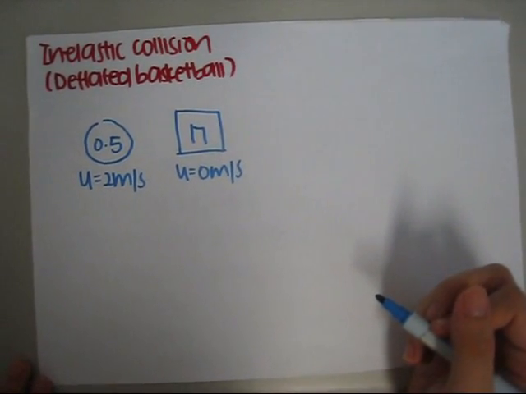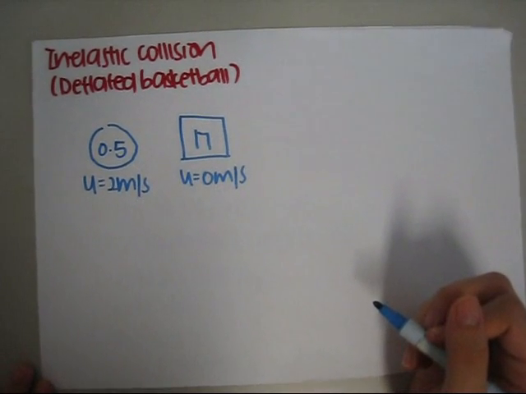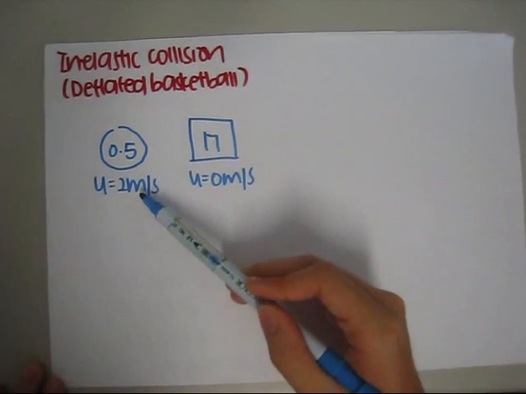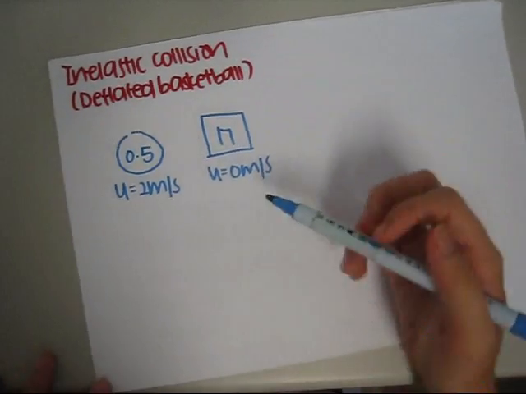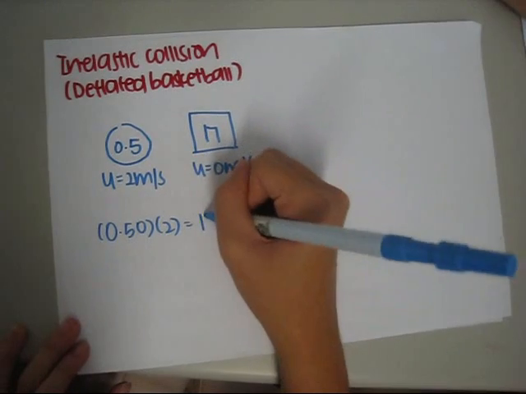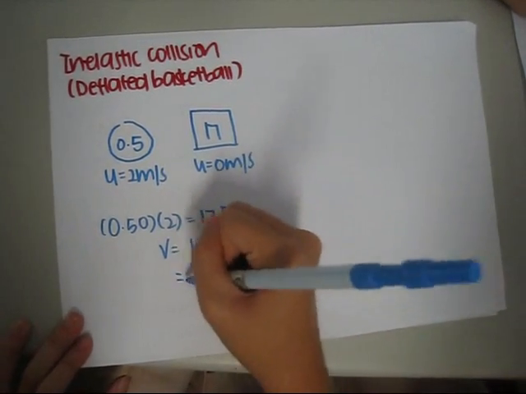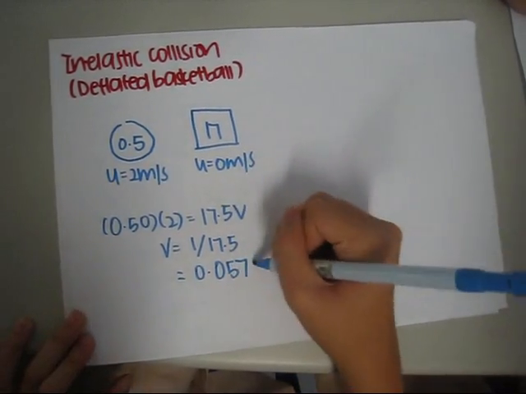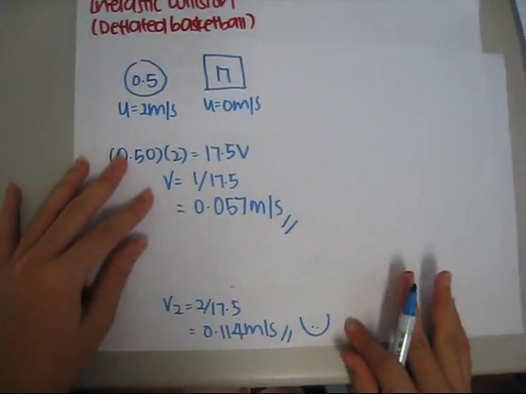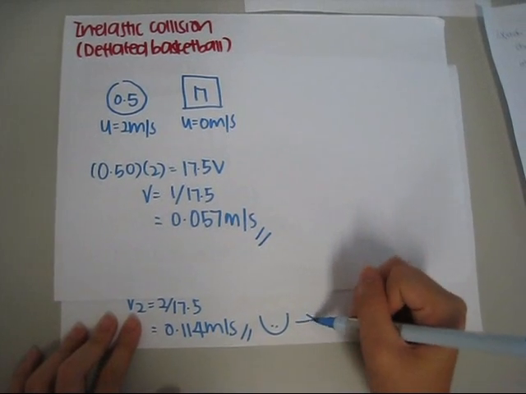Next, we'll calculate the collision between the deflated basketball, assuming perfectly inelastic collision. The deflated basketball has the same mass and initial velocity. By PCOM, we'll get the final velocity of the door, which is 0.057 meters per second. Therefore, you can see that the inflated basketball will allow the door to travel with greater velocity.